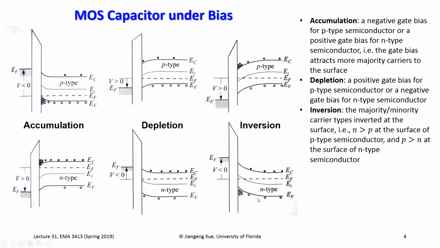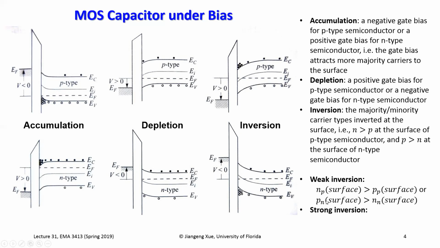So it is inverted. Now, there's also a difference between weak inversion versus strong inversion. For weak inversion, we only require that the surface type is inverted from the bulk. So if the bulk is p-type, then the surface will be n-type, with electron concentration being greater than the hole concentration, both at the surface. Now, we can have a situation such that for a p-type semiconductor, the surface electron concentration could be more than the hole concentration in the bulk. Or for an n-type semiconductor, the hole concentration at the surface is more than the electron concentration in the bulk.